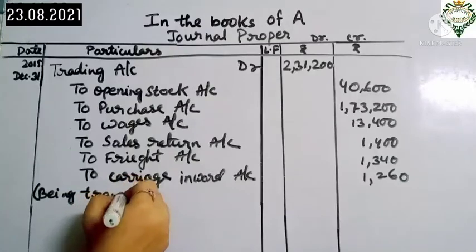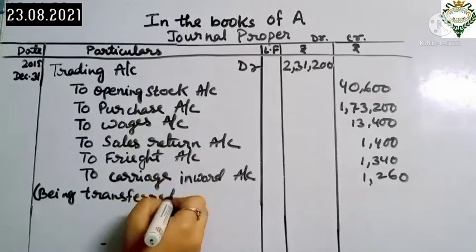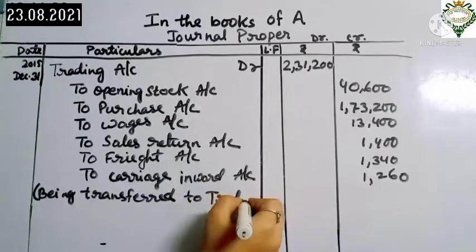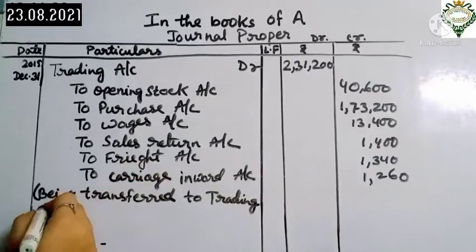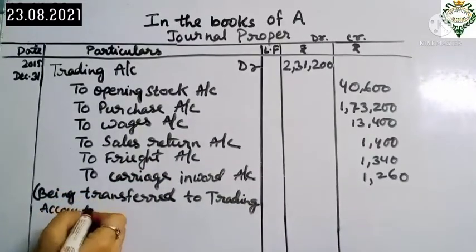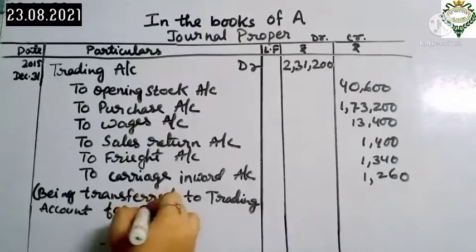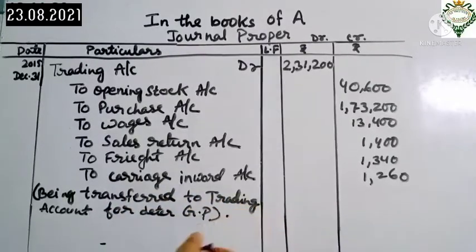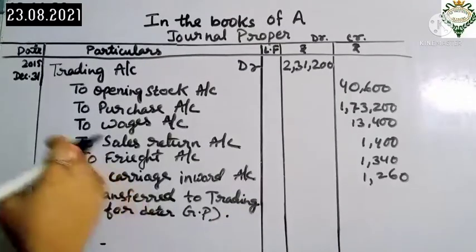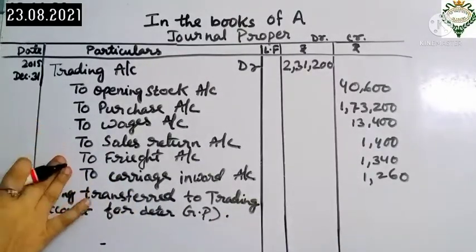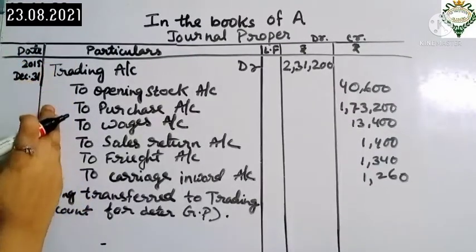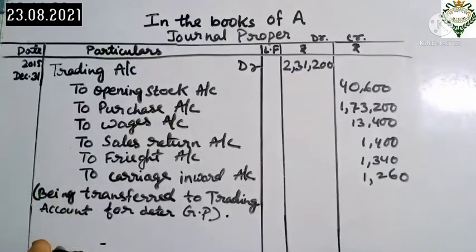Now write the narration: being transferred to trading account for determining gross profit. That is the main motive of passing the journal proper for closing entries, that we have to transfer all the expenses and all the incomes to the trading account. Now we have done with the expenses. Now we will transfer the incomes also to the trading account.